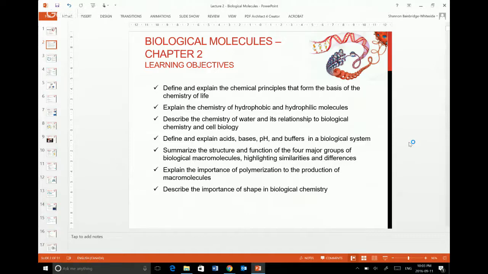We'll highlight the difference between hydrophobic and hydrophilic molecules, how water plays into all of this, the explanation behind acids and bases. Again, this should absolutely be review, but this is quite important in a biological system. The last half of the lecture is going to be focusing on the 4 major groups of biological macromolecules that we see in the cell, how these macromolecules are put together through the process of polymerization, and generally what their functions are in the cell.